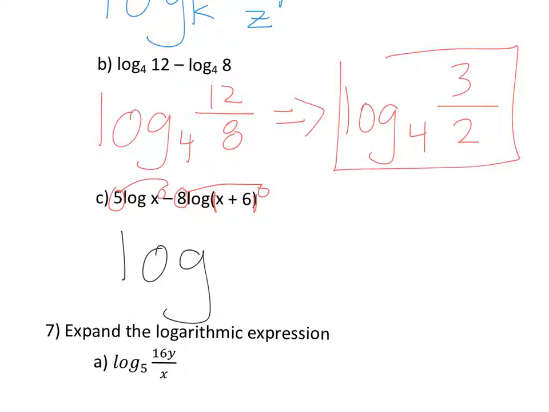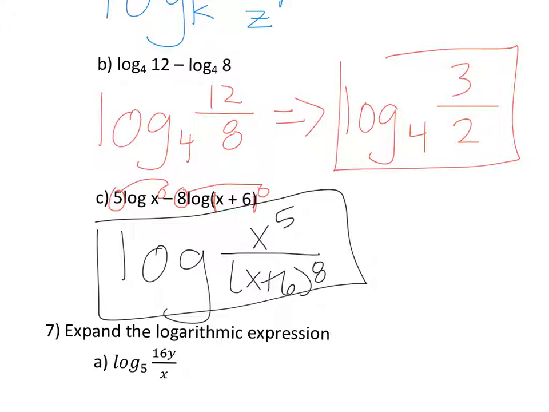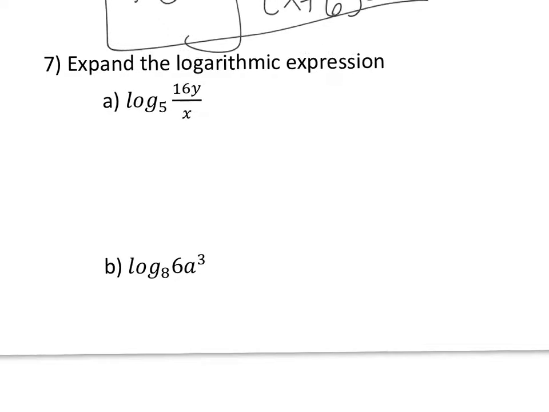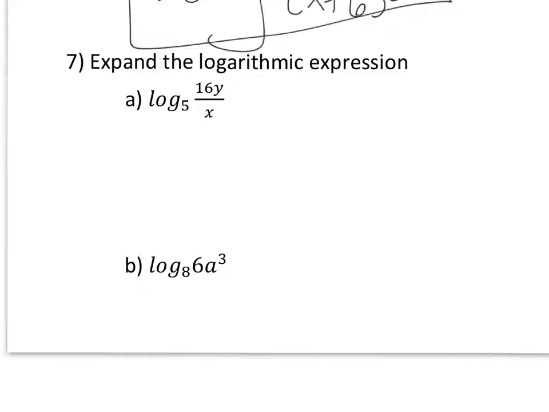My base here is 10 if there's nothing there. I see subtraction, division. So I have x to the 5th on top, then x plus 6 raised to the 8th power on bottom. I cannot simplify that any further. That's all I can do. And my last two, expanding. One thing that you should do is think how many times I have to write out log. I have 1, 2, 3 here.